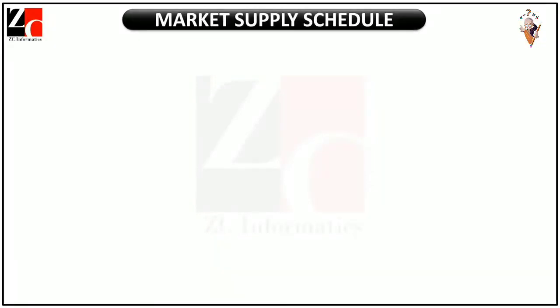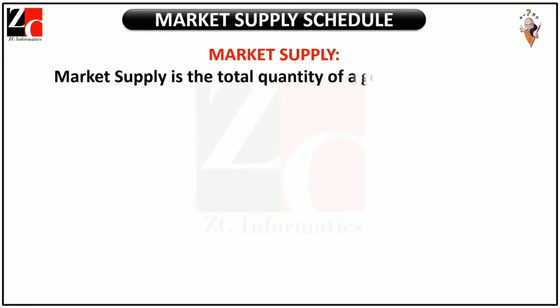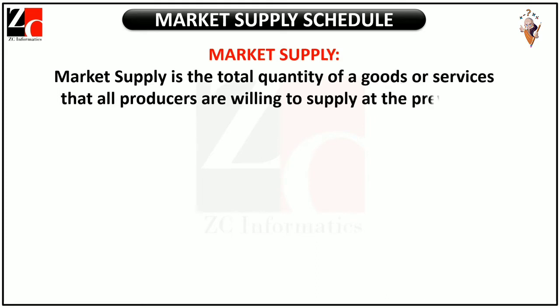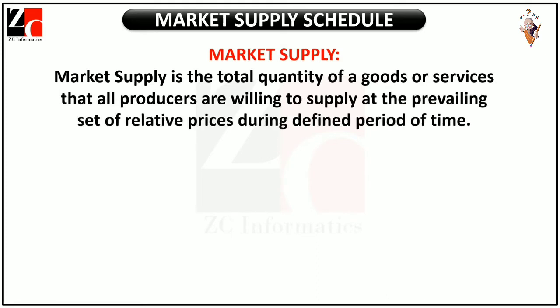Market supply schedule. Before understanding what is market supply schedule, let us understand what is market supply. Market supply is the total quantity of goods or services that all producers are willing to supply at the prevailing set of relative prices during a defined period of time.